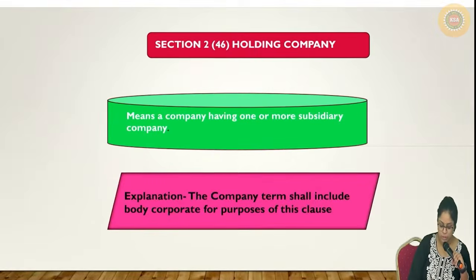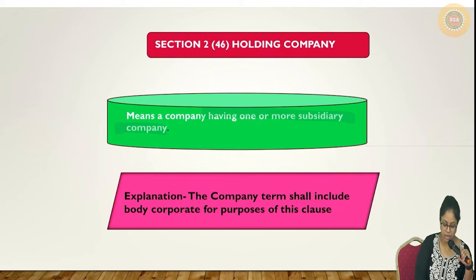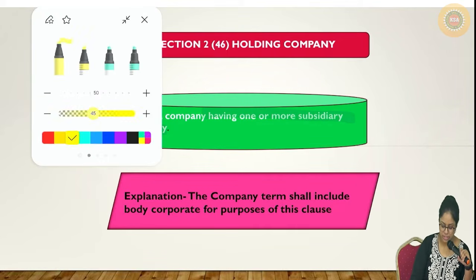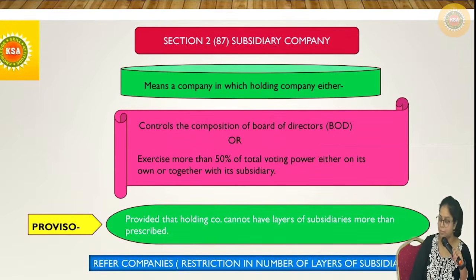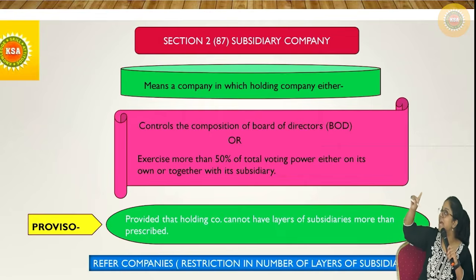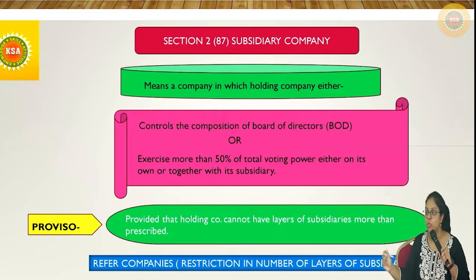And next we looked into what is a holding company. A holding company is a company which has one or more subsidiaries, right? Now this is not a very significant definition. We'll read the definition of a subsidiary company. A company is called a subsidiary when another company is either controlling its composition of board of directors or has more than 50% of voting power. Very important, more than 50% of voting power.